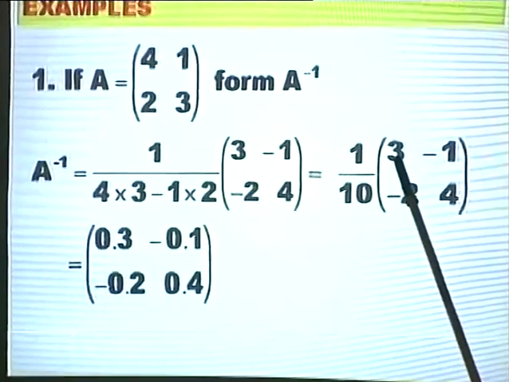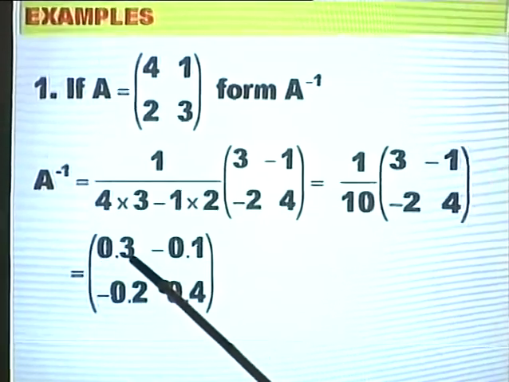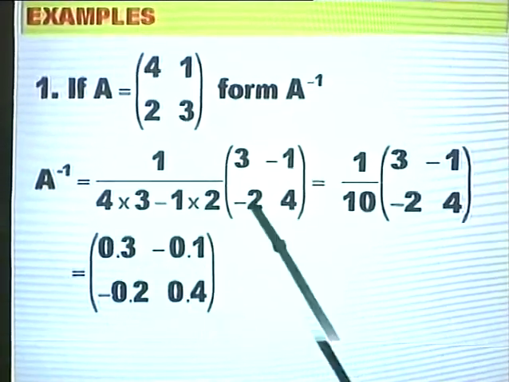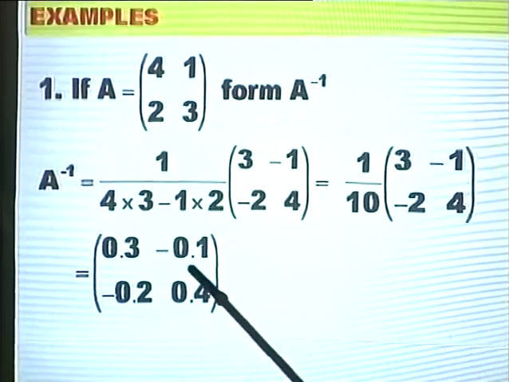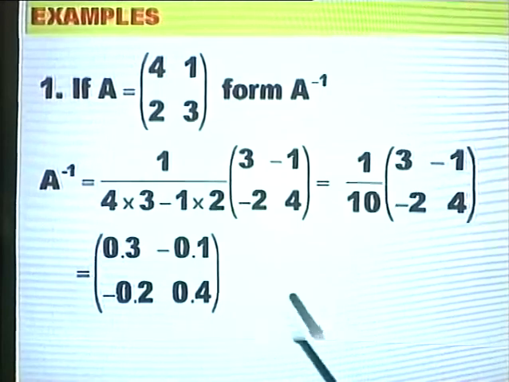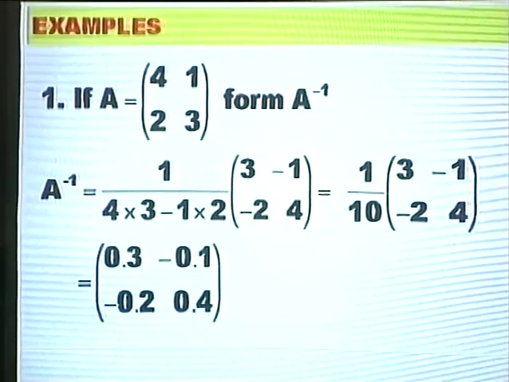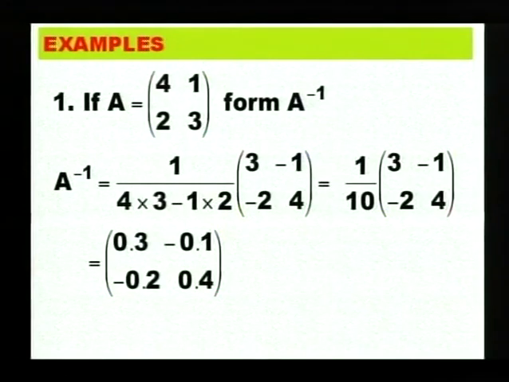1/10 multiplied by 3 is equal to 0.3. 1/10 multiplied by -1 gives me -0.1, and so on. 1/10 multiplied by this is -0.2. 1/10 multiplied by 4 is 0.4. Sorry, positive 0.4. Where did I get -0.4 from? Did I miss something on that?